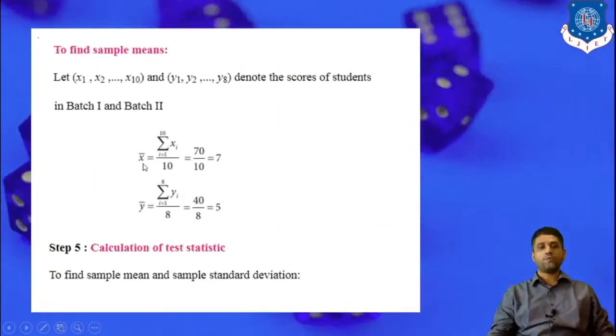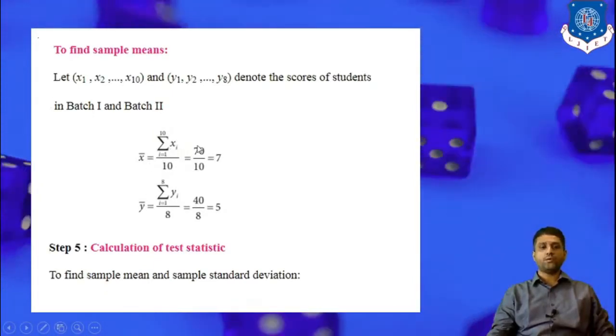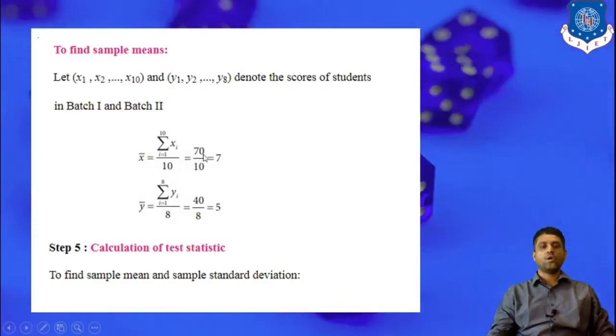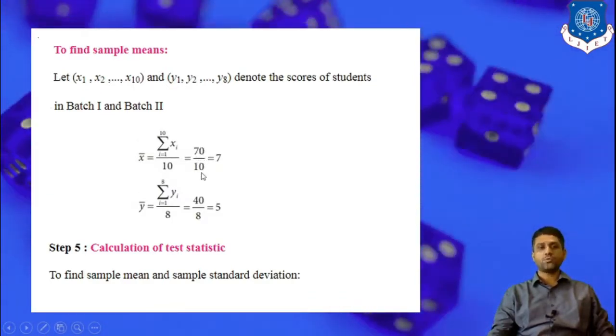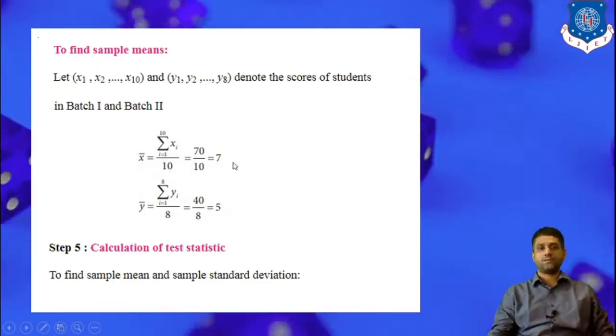So first of all we have to calculate the sample mean. So x bar is just the sum of scores by all the students in batch 1. So we have 70, and there are a total of 10 students, so 70 by 10. So the sample mean corresponding to batch 1 is 7.